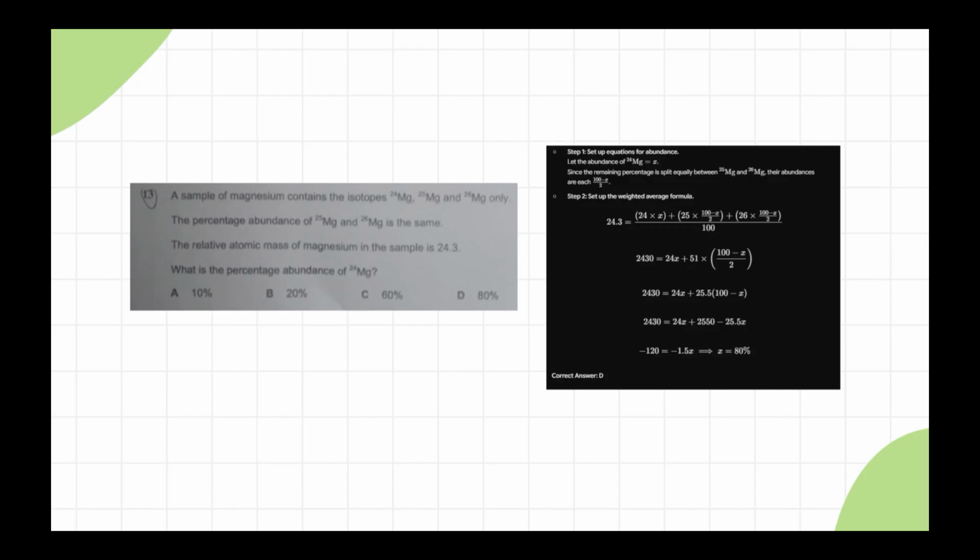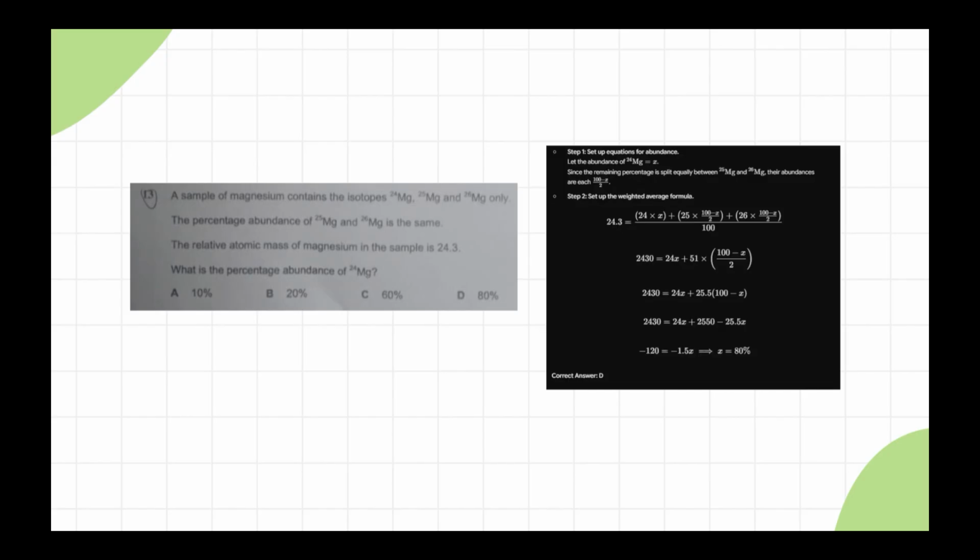A sample of magnesium contains the isotopes 24Mg, 25Mg and 26Mg only. The percentage abundance of 25Mg and 26Mg is the same. The relative atomic mass of magnesium in the sample is 24.3. What's the percentage abundance of 24Mg?